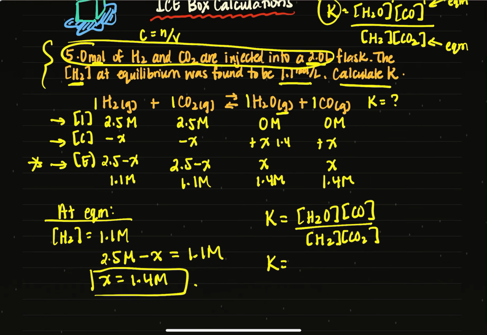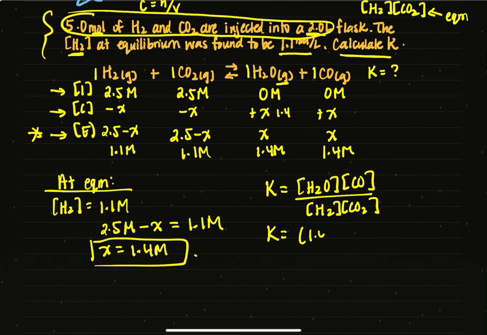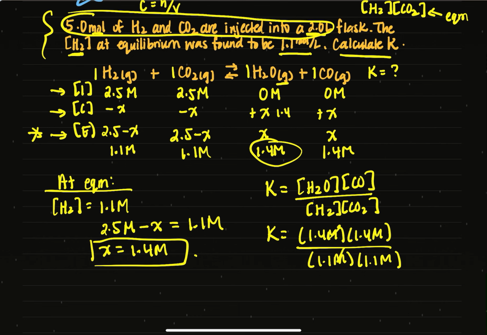K will equal H2O is 1.4 moles per liter. This is, remember, at equilibrium. CO is 1.4 M at equilibrium, divided by H2 and CO2, which are both 1.1 moles per liter. Now the units will cancel out. And K, by the way, even if the units don't cancel perfectly, the equilibrium constant will be a unitless quantity, just because it is just describing the ratio. So I'll get a value here of 1.6. If I round it to 2 sig digs, 1.6 is my value for K.